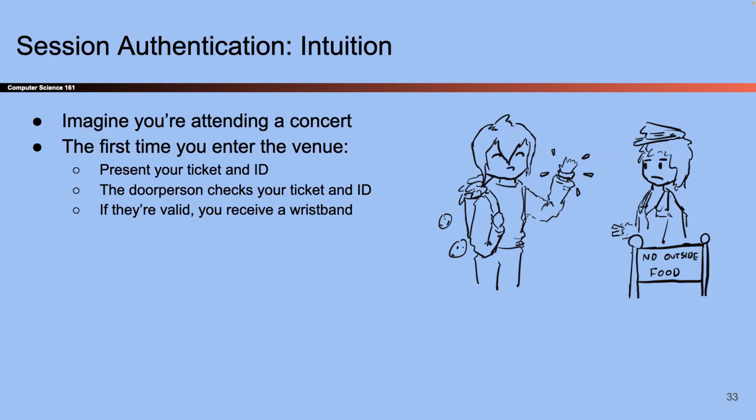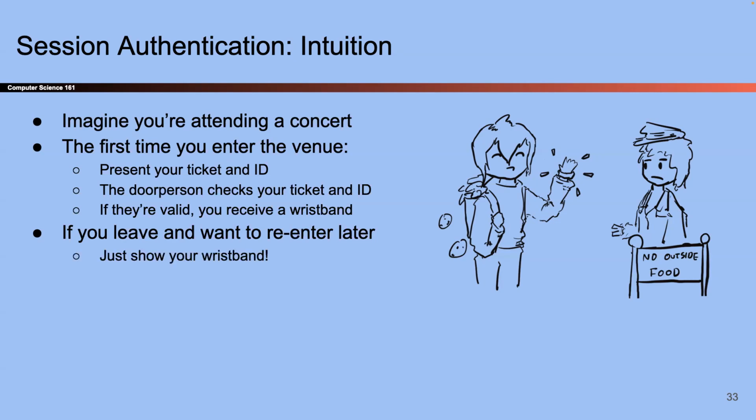And so what is the point of the wristband? Well, the point of the wristband is say you forgot something. You're like, shoot, I left something in the car. So what would you do? You would leave the venue or wherever the concert is taking place. And if you want to come back in later, do you have to wait in line and show your ID all over again? Well, no, you just show the wristband and tell them, you've already checked me. Here's the wristband. And then they let you back in.